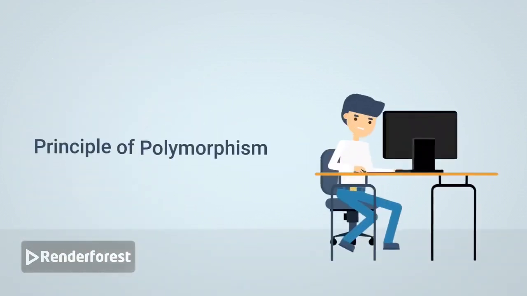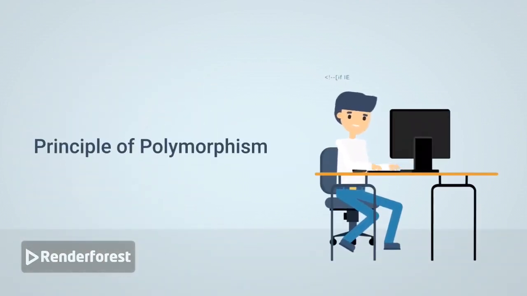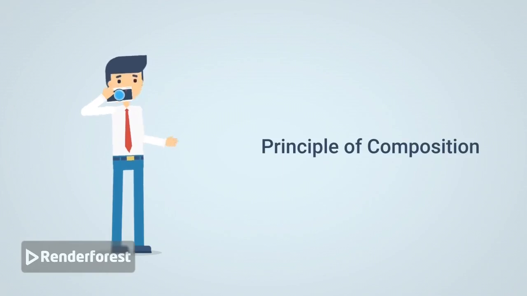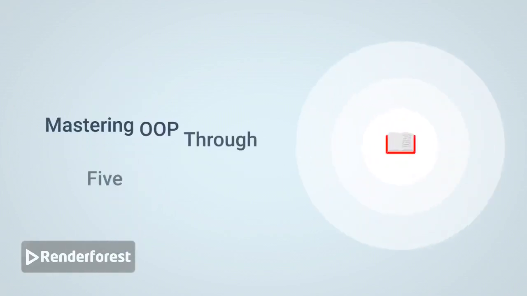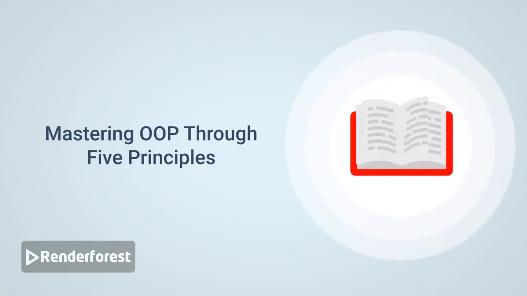The fourth principle is polymorphism, which is about writing code that can work with different types of data. And the fifth principle is composition, which is about creating objects from other objects. Understanding these 5 principles is key to mastering OOP, and that's what we're going to explore next.